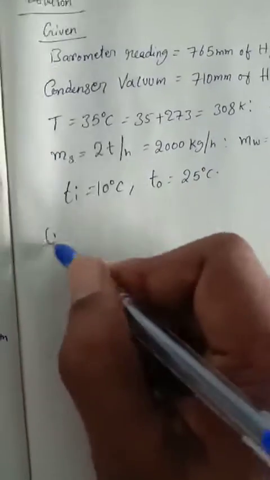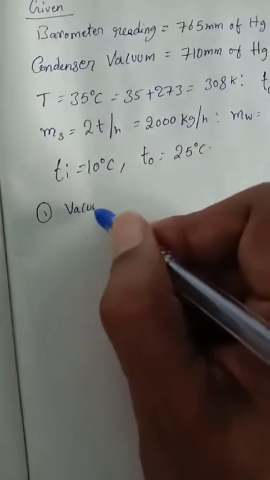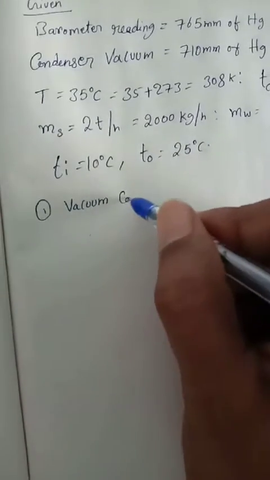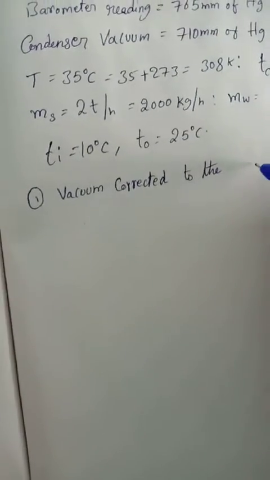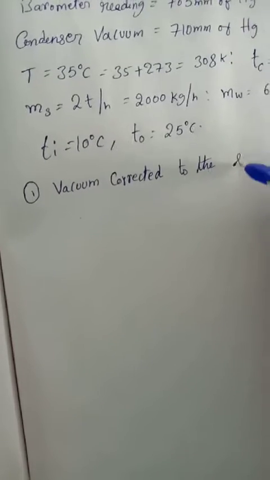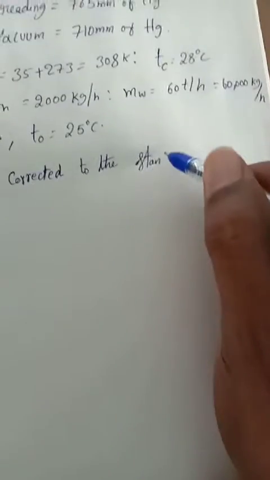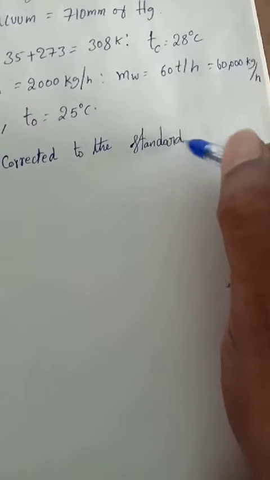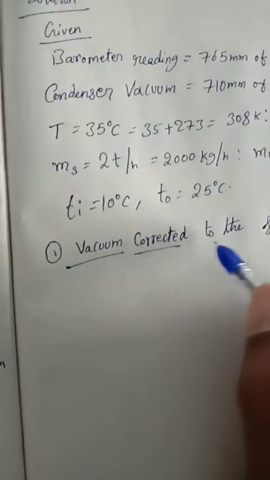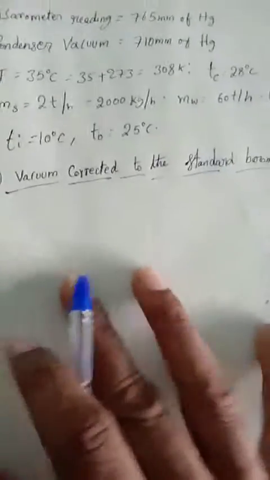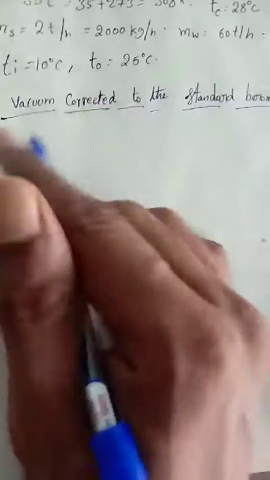Okay, so first we are going to see the vacuum corrected to the standard barometer. So this first one is given. Okay, so now we are going to see how to find this one.